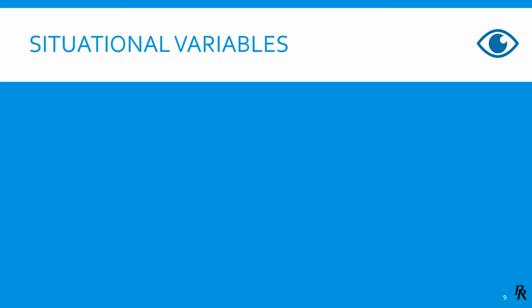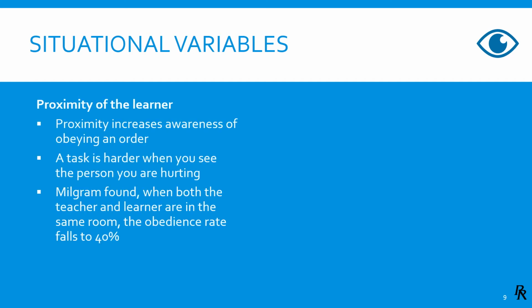Milgram went on to investigate many more variables. The three you need to know are proximity, location, and uniform. They are all variations on the original experiment using the same basic setup or paradigm, and they look at external or situational explanations of obedience. The first is proximity of the learner.